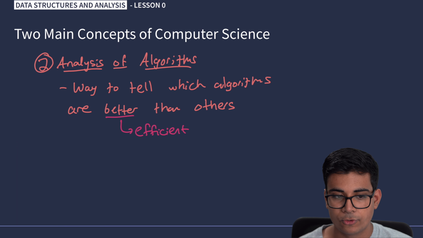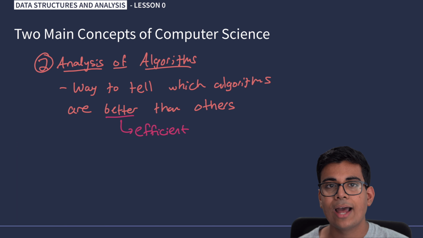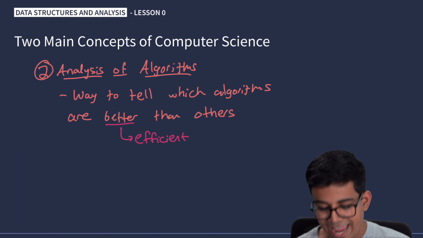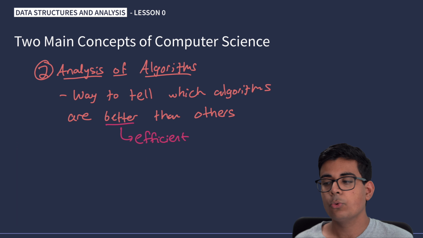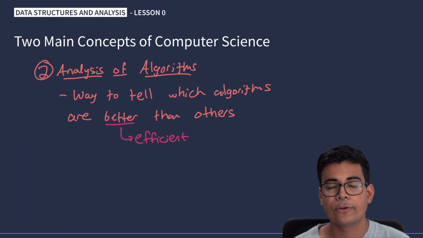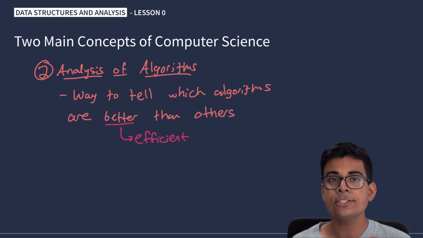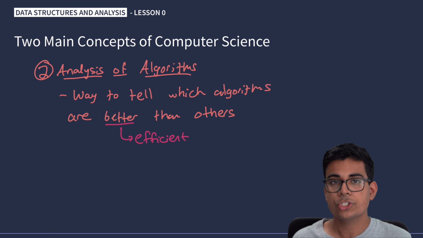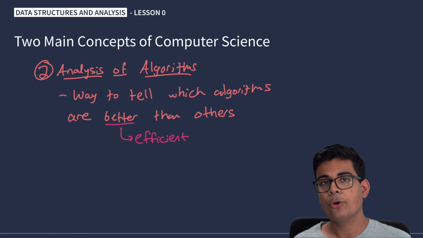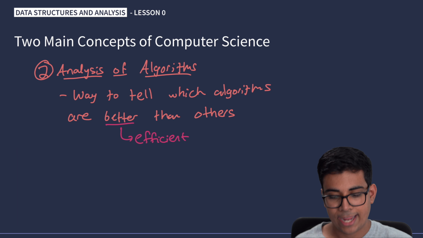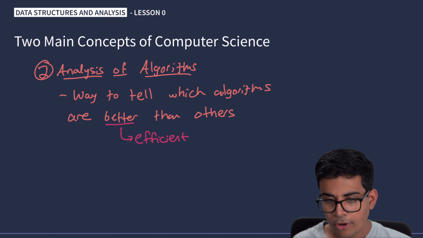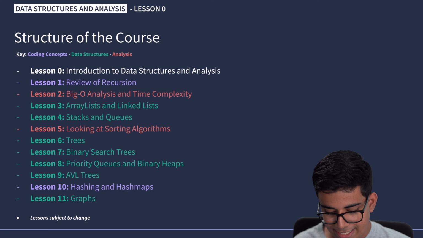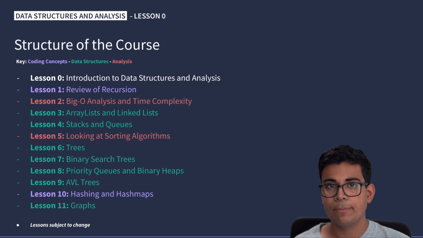So we're going to be talking a lot about how to analyze an algorithm and how to tell which one is actually better than another or more efficient than another. And this is really important also when learning how to write good code, right? Approaching your problems in the most efficient way possible so that the program runs in the best way that it can, right?